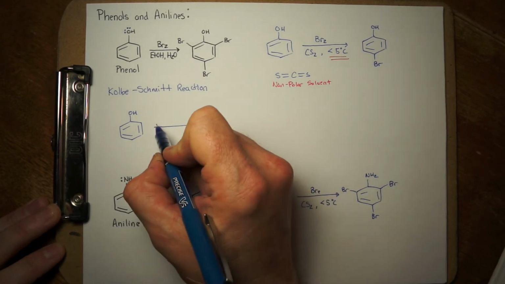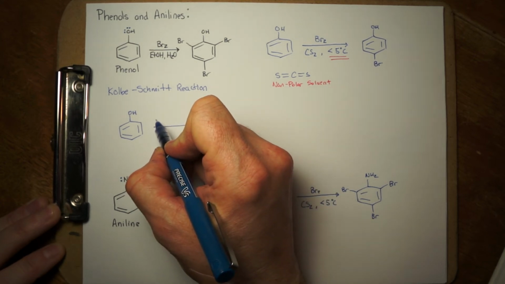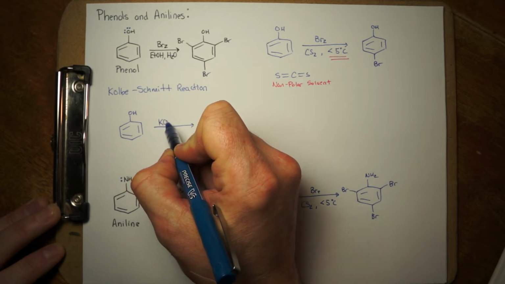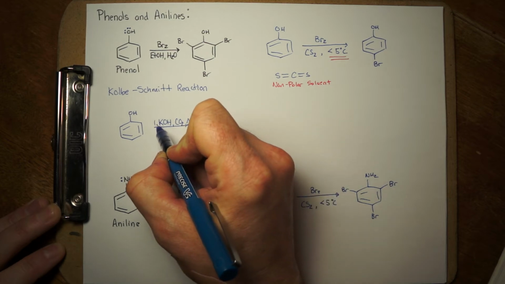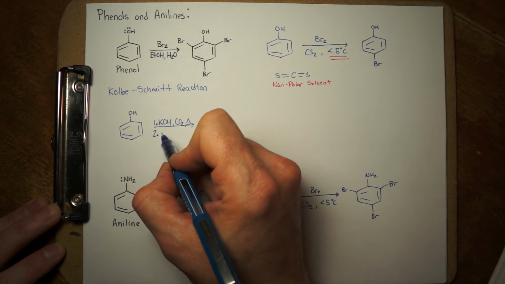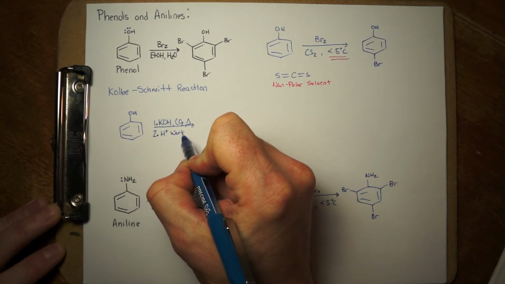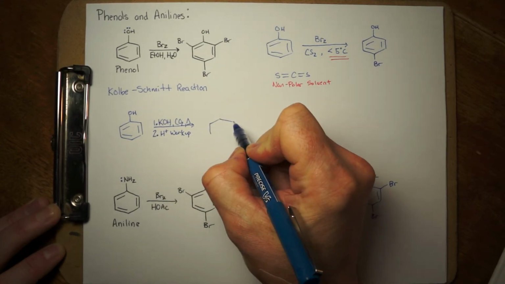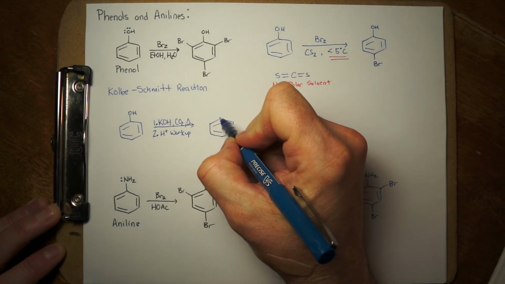And so in this reaction, we're going to treat with potassium hydroxide, carbon dioxide, and heat it up. And then we're going to work up that reaction with acid. I'll just say H plus workup. And what we get out is the compound salicylic acid.